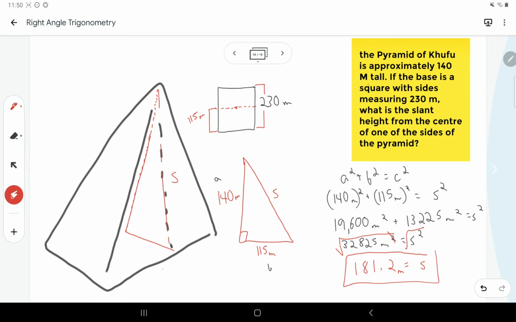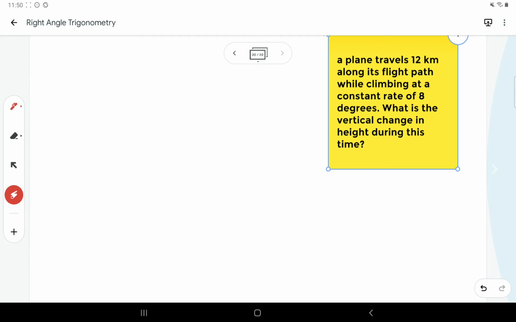Okay, so let's do one more, just to kind of round ourselves out here. Okay, so last one. Plane travels 12 kilometers along its flight path. So we got a plane. You're going to see me have to draw a plane. Like that-ish. Maybe a little bit more like a space shuttle. Or a hot dog. I don't know. Okay, so let's call that a plane.